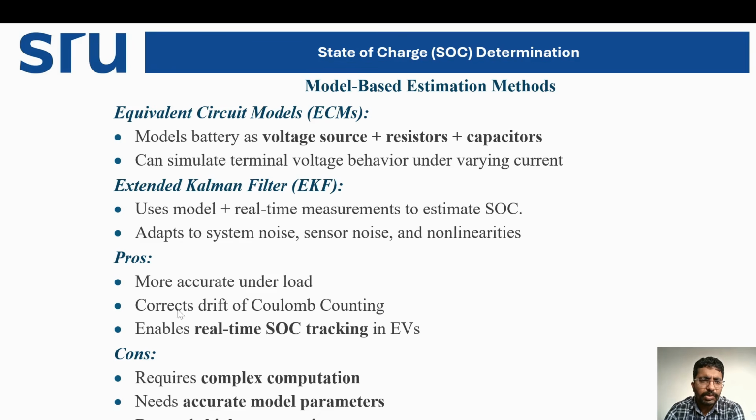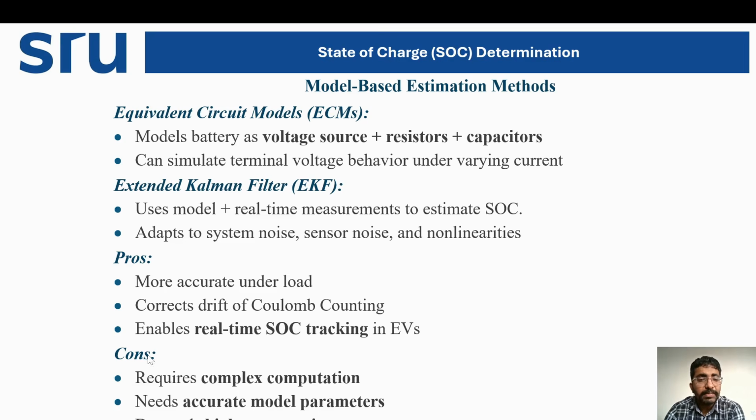So what are the pros over here? More accurate under load condition, and it corrects the drift of coulomb counting. Some of the disadvantages that were there in coulomb counting, that drift or that initial guess, are being overcome in this method. So it enables real-time SoC tracking.